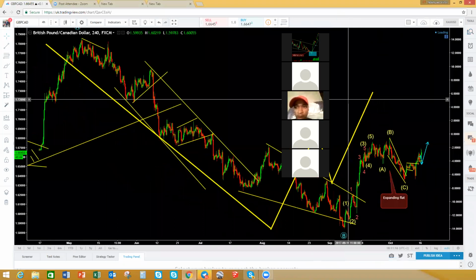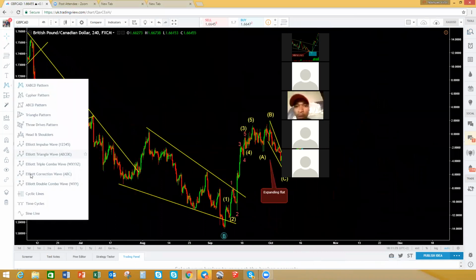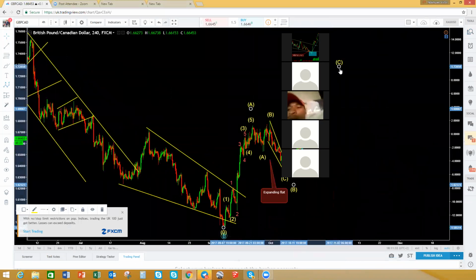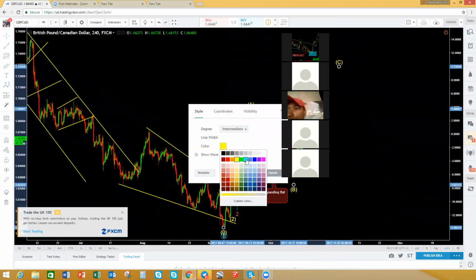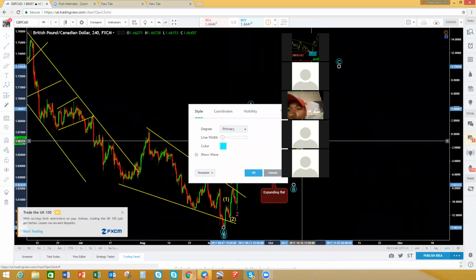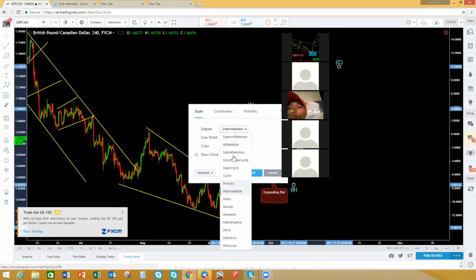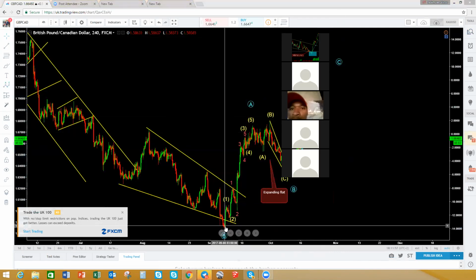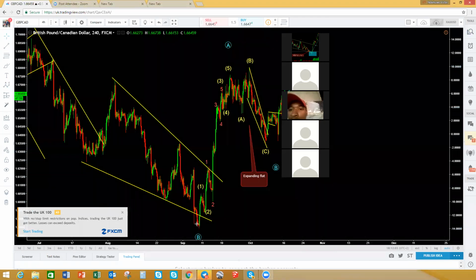Let's clear all that. So what you don't see there is this here. We need to get a higher degree A, B, C. So this is just a higher degree, blue, primary. So you can, why did it change format? Blue, primary. Okay, there we go. So that's what you have here. So you're gonna have that A, B, C in blue.